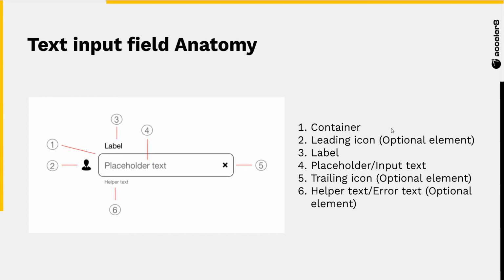After that, let's take a look at the text input field anatomy. So we have basically 6 components that make up the text input field, where 3 are optional. But the main ones are the container, the leading icon, label, placeholder, trailing icon, and helper text. Let's go in depth and see what these things mean.